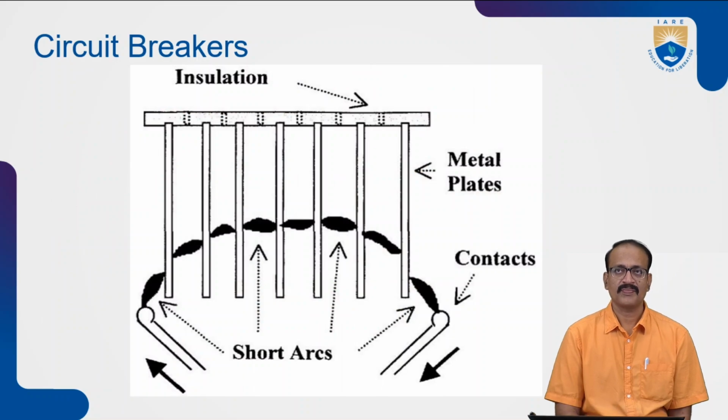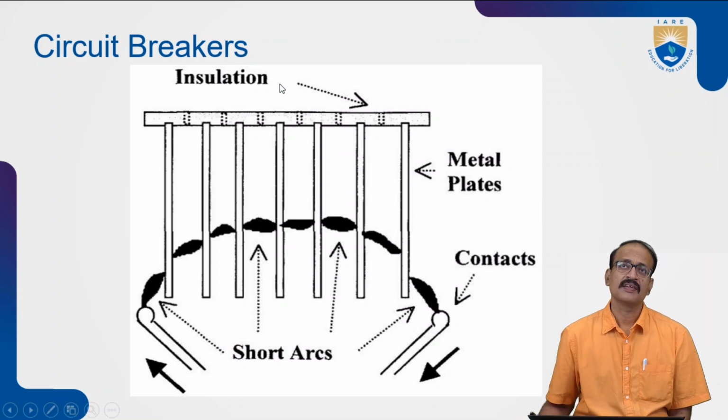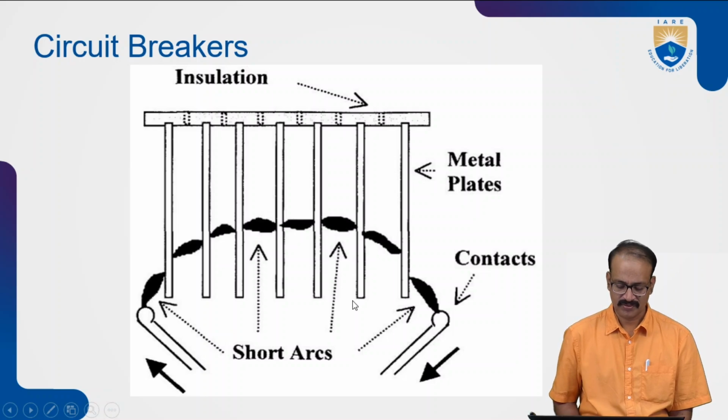So here you can observe, these are the plates. That is the insulation, and these are the plates. These are the contacts. So an arc is struck between the contacts, and because of these plates the arc has been divided into a number of small arcs.